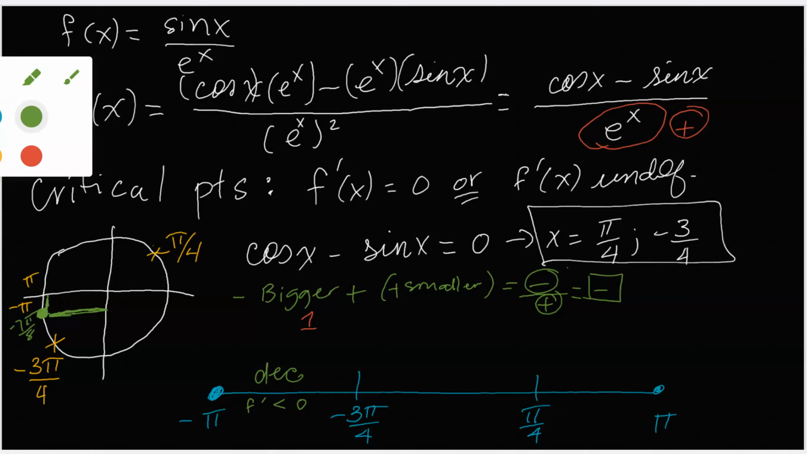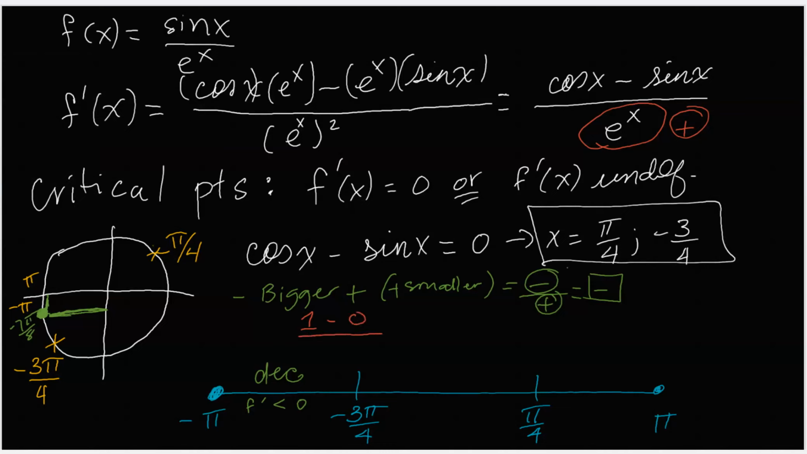Whereas here, on the numerator, we have 1 minus 0 over a positive number, and that is 1 over a positive number, which is positive. Right? That is when x is 0. So we would have this function where the derivative is greater than 0. So it is increasing, okay?